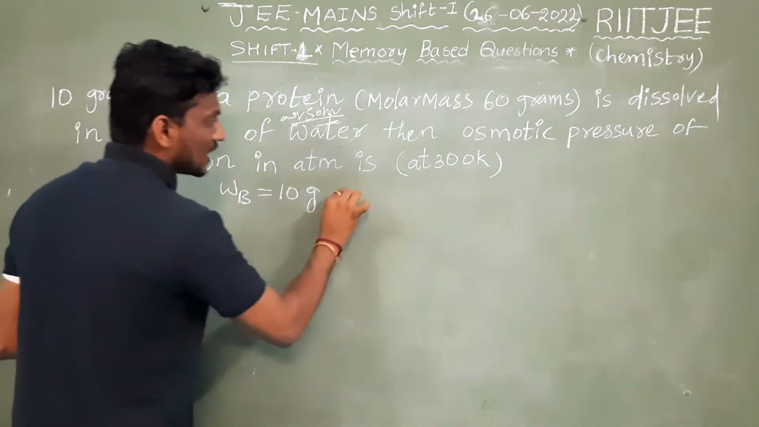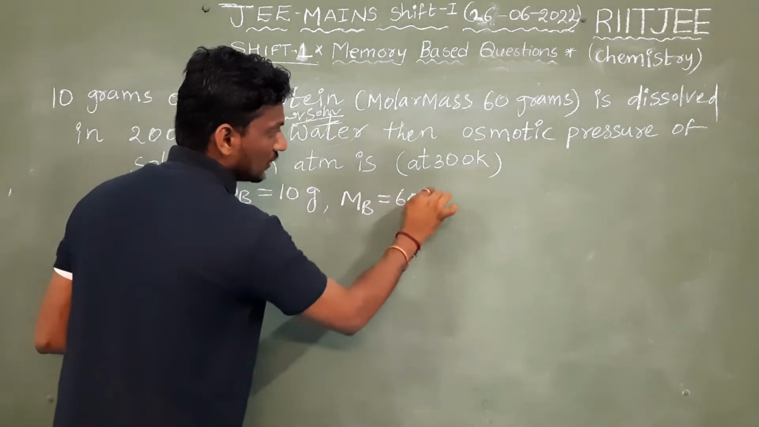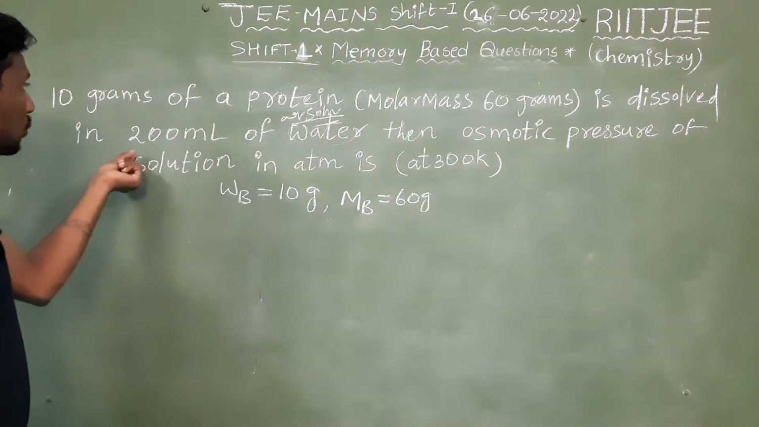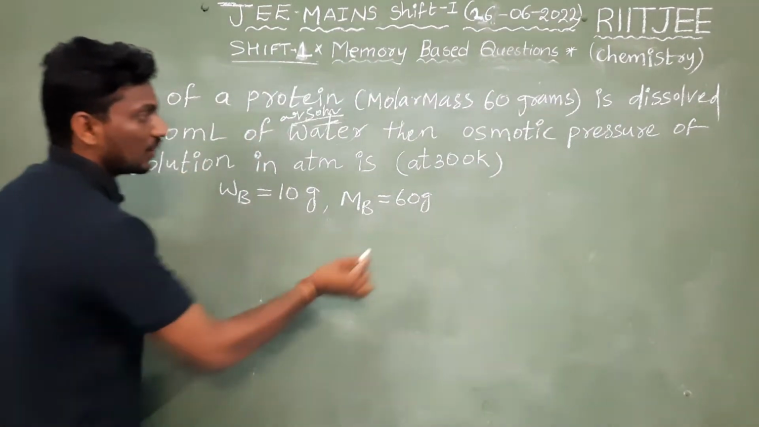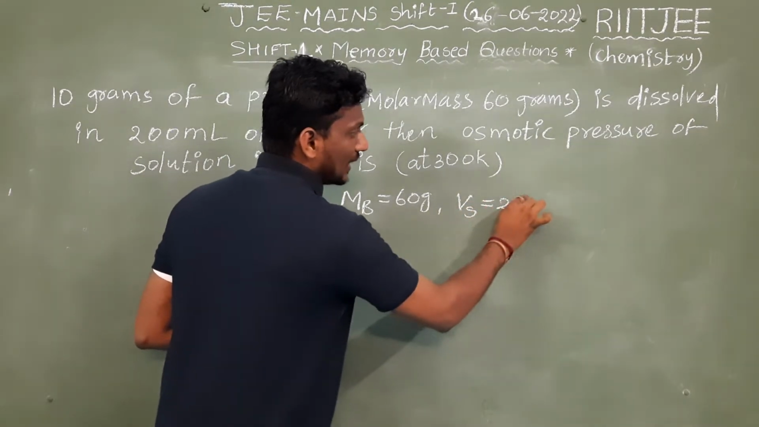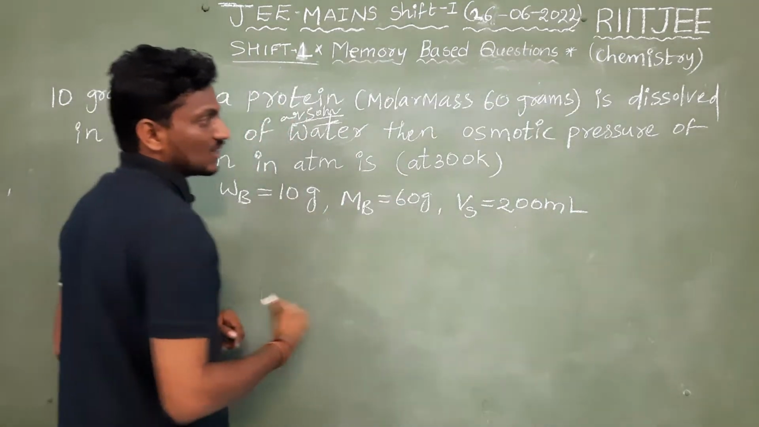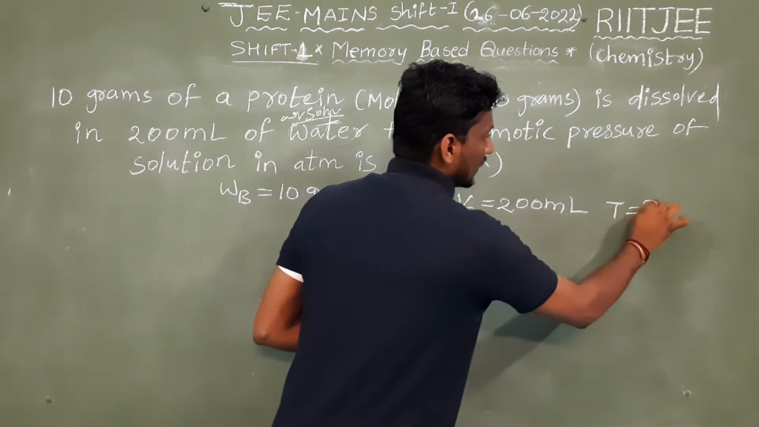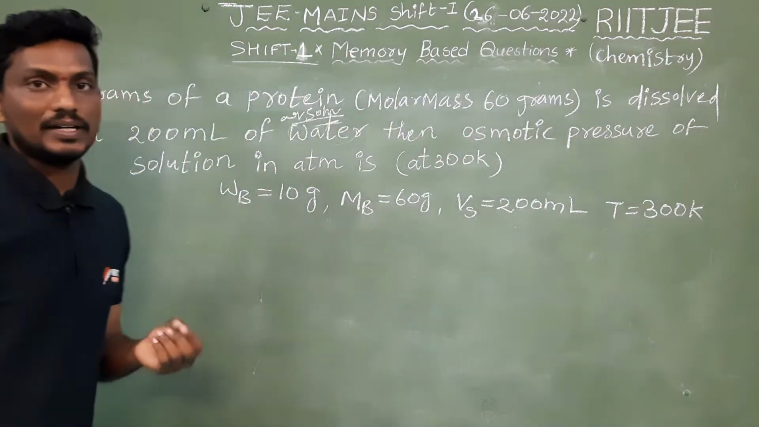And the molar mass of the protein is also given, that is 60 grams, in the question itself. It is dissolved in 200 ml of aqueous solution, so from this we clearly know the volume of the solution is 200 ml. And they have also given the temperature, 300 Kelvin. So they are asking for the osmotic pressure.